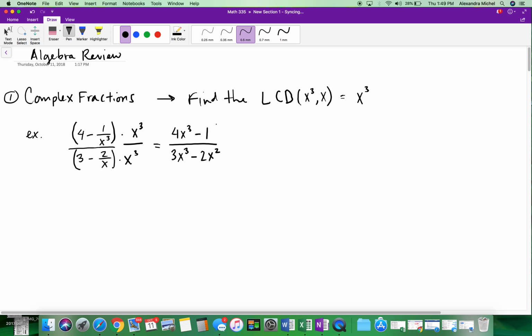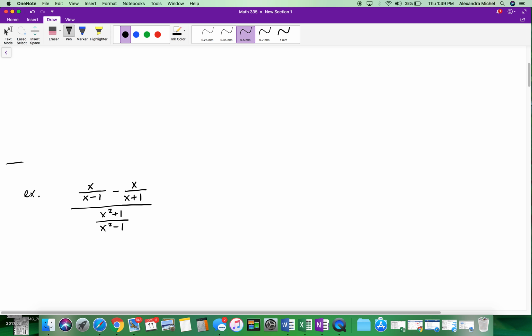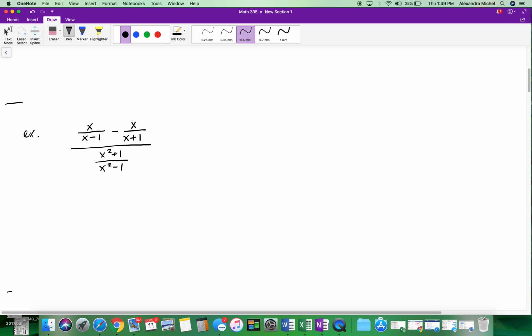And now we have something that is not a complex fraction, it's just a regular rational expression. So if we want to simplify, now we've gotten rid of the fractions within the fraction. We can go a little bit further here. What I would usually do is factor everything, but just for the purposes of this example, we just want to make it not a complex fraction anymore. All right, so let's look at one more example here.